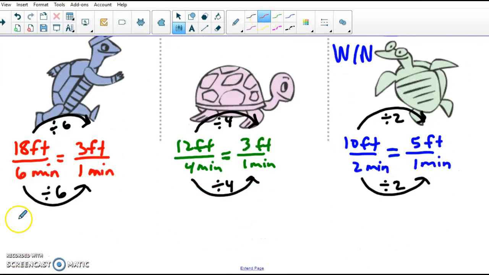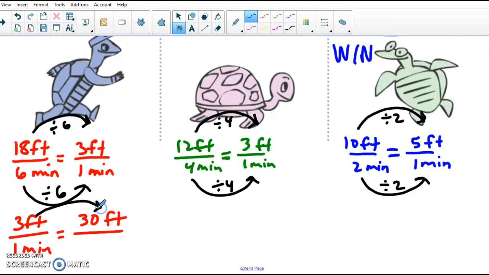So if we're traveling, first team, at 3 feet per 1 minute, I want to know how long it's going to take him to complete the race, which is 30 feet. So I'm going to ask myself, how do I turn 3 into 30? 3 is 10 times as big as 30, so if I multiply by 10 on the top, I must also multiply by 10 on the bottom. So it's going to take this turtle 10 minutes to complete the race. The second team turtle is traveling at that same rate, so it is also going to take this turtle 10 minutes to complete the race.